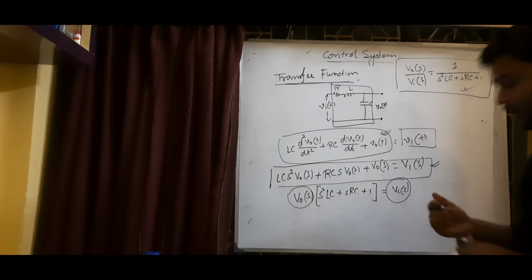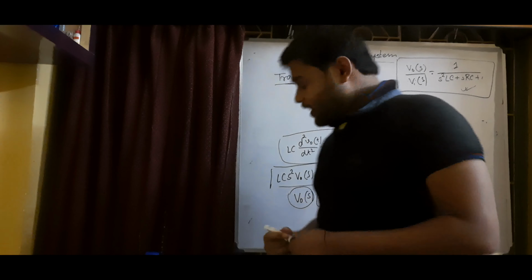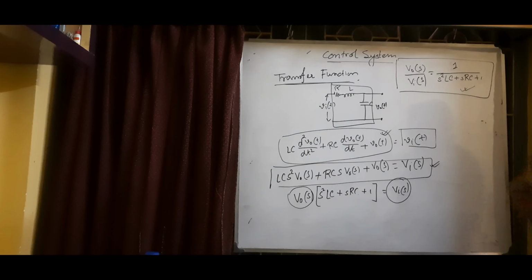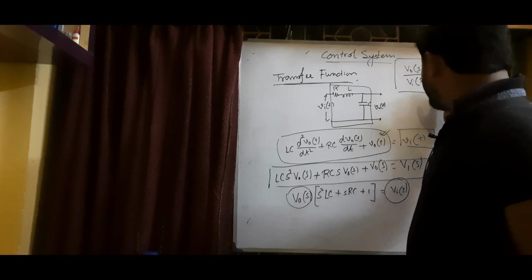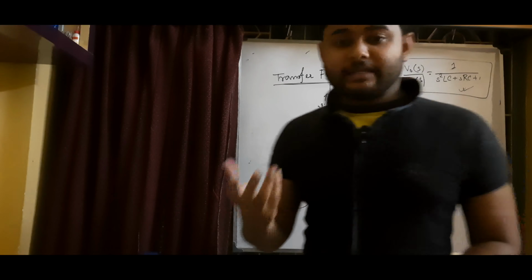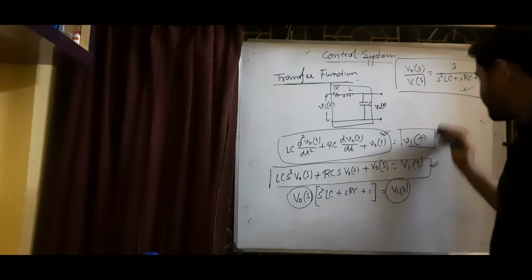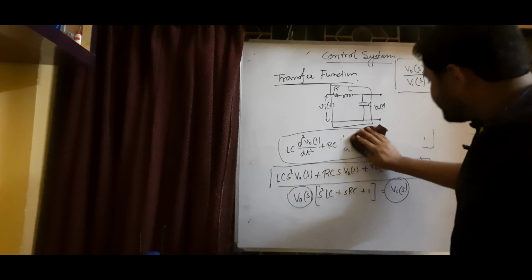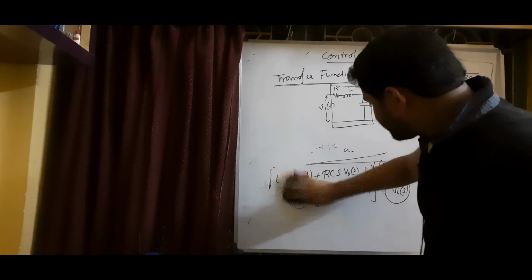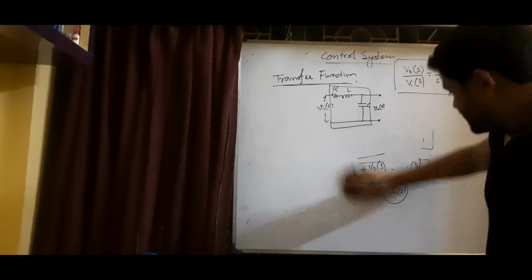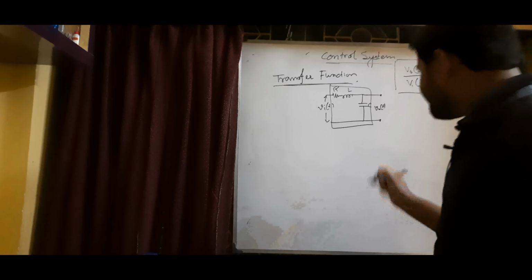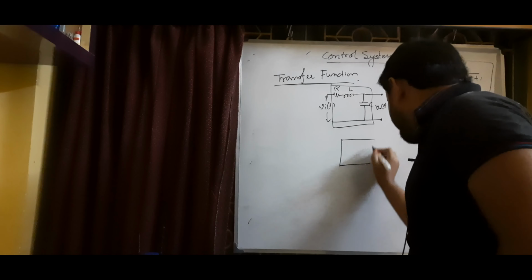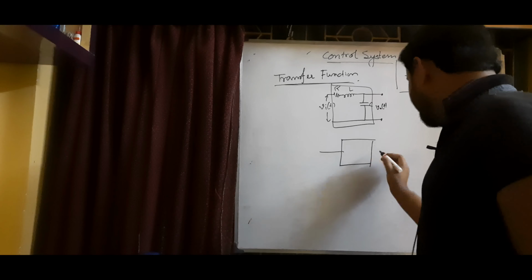Now why is it so useful? First of all, it is an algebraic equation and it is easy to analyze. And next, in a block diagram, we actually represent a system in terms of blocks. I am erasing this portion. Okay, so this system can be represented by some blocks and some signal lines.